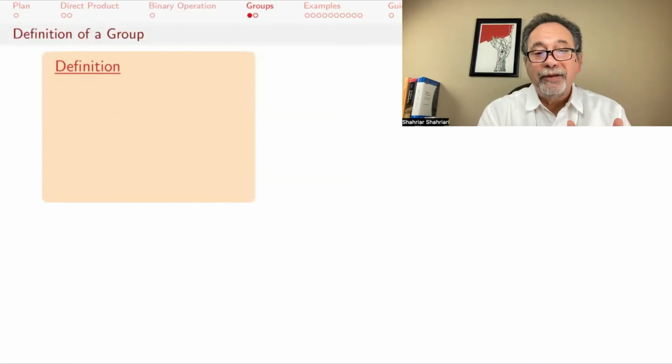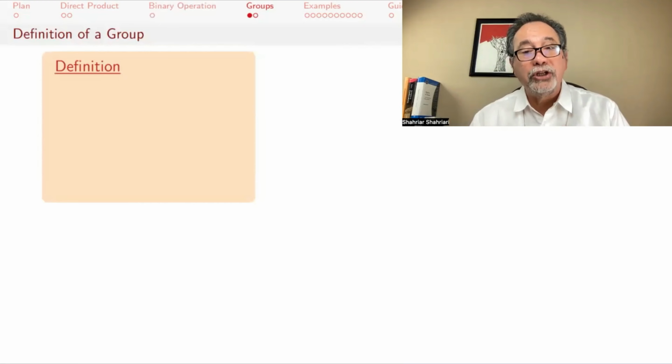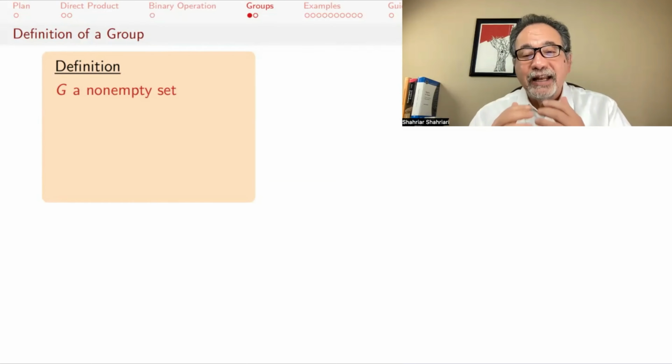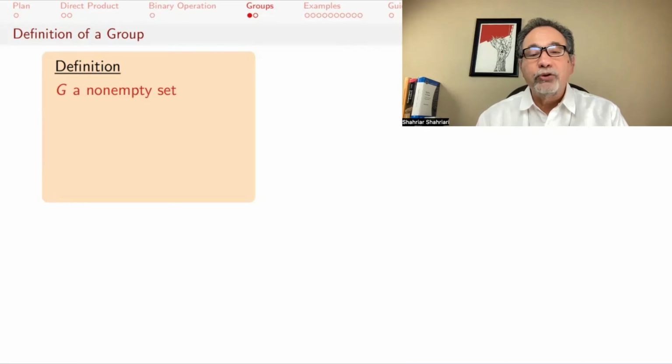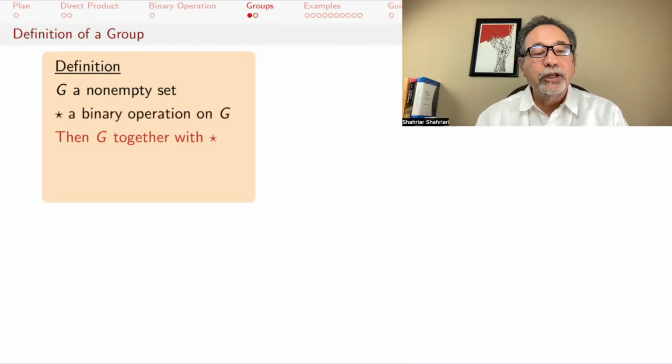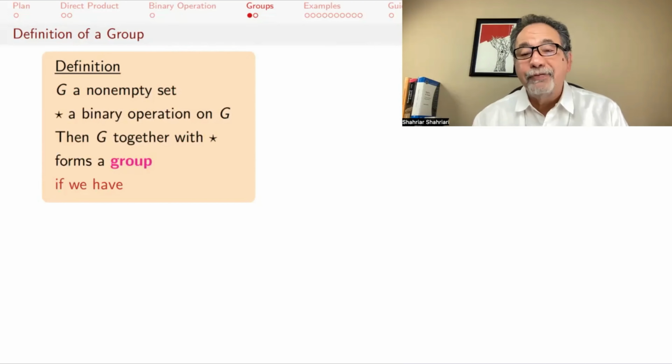If you've been watching my videos on examples of groups, you already know this is not going to be a surprise, it's just going to be a review. And if you haven't seen those examples, go look at those examples first. You don't want to start this set of lectures with just the definition. You start with a non-empty set G and a binary operation on G. So you have a way of combining two elements and getting a third one. Then G together with this binary operation forms a group if we have certain properties.